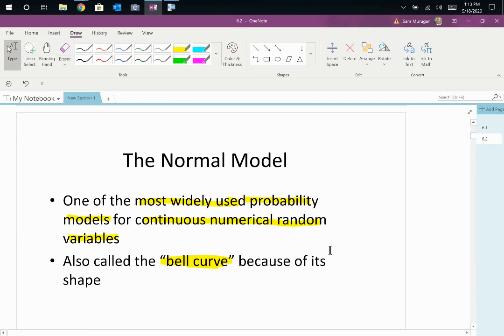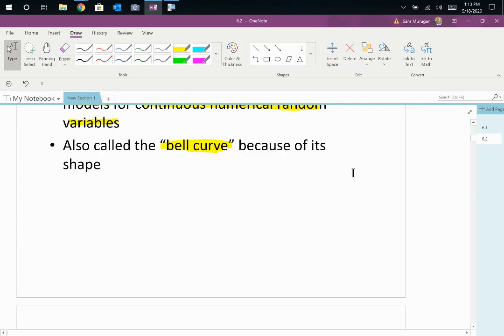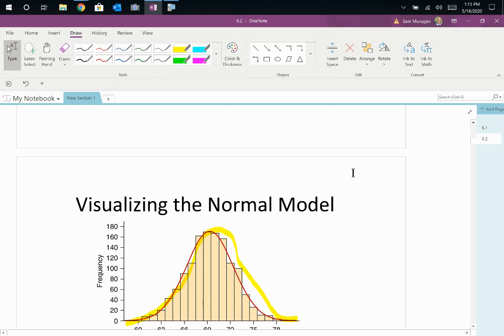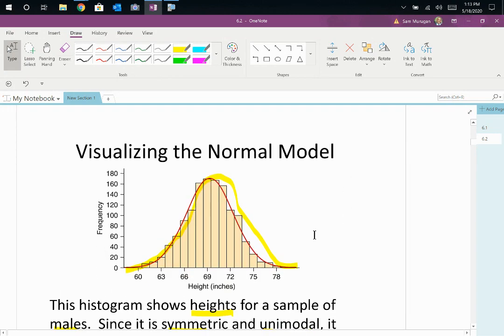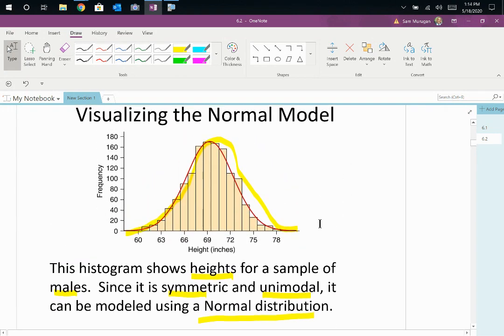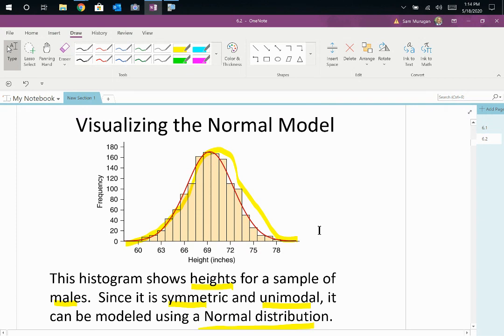The normal model, I've highlighted certain parts of this in the notes for you to see what's happening. The normal model is one of the most widely used probability models for continuous numerical random variables. Notice this is not for discrete, it's for continuous numerical random variables. This is sometimes called a bell curve because of its shape. You may have heard of professors who grade using a bell curve. I do not grade using a bell curve.